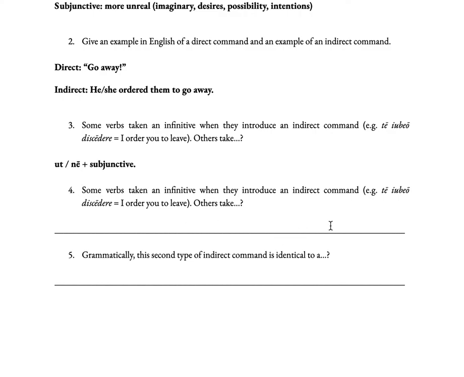I'll delete that later. Now, in number five, grammatically, this second type of indirect command is identical to a purpose clause. Remember, a purpose clause is when you say "in order to". I went to the shops in order to buy food. That construction is identical because it's also ut or ne plus subjunctive. So purpose clauses and indirect commands, in terms of their grammar, are both ut or ne plus subjunctive. They are identical.